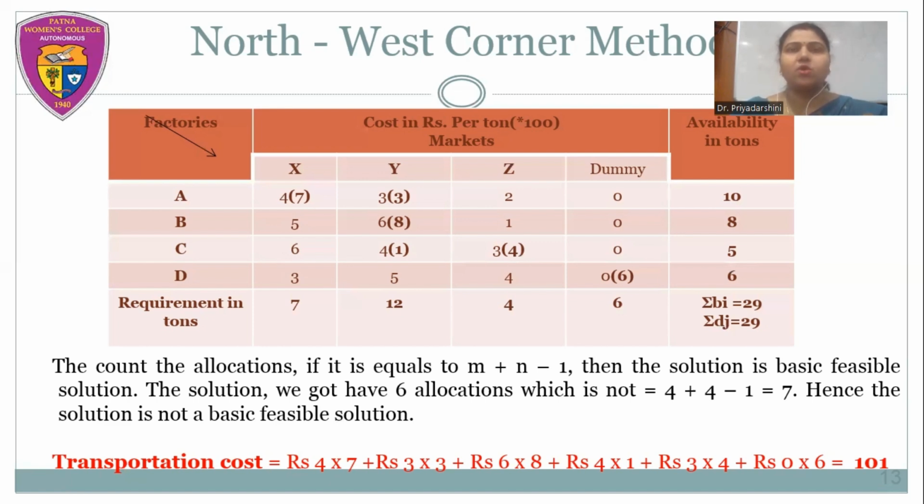Once all the allocations are over, that is, both rim requirement, column and row availability and requirement constraints are satisfied, write allocations and calculate the cost of transportation. If the count of allocations is equal to m plus n minus 1, then the solution is a basic feasible solution. The solution we got has 6 allocations, which is not equal to 4 plus 4 minus 1, that is 7. Hence the solution is not a basic feasible solution. Here we can see that the transportation cost is 101.